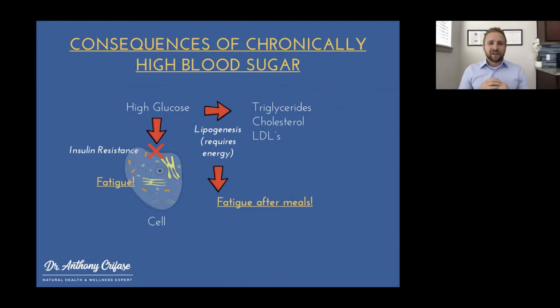So if you eat a large meal, this is how you're going to get chronic high blood sugar. You'll eat a large, high glucose meal. What's going to happen is it will start to enter the body. Now, if you have high blood glucose and insulin resistance, that glucose is not going to get into the cell, as we discussed. You're going to have high blood glucose for a moment, and then you're going to crash. So this is going to cause fatigue.